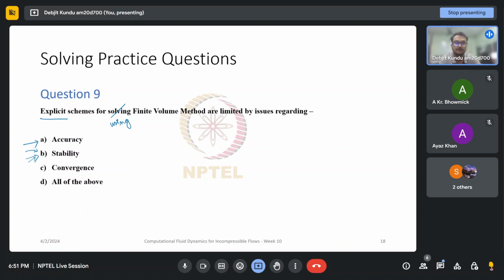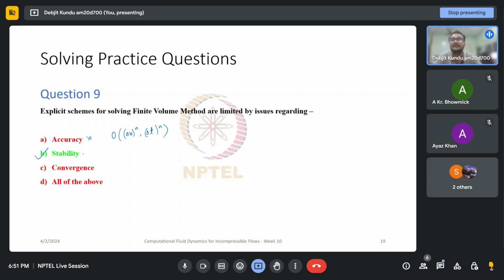Okay, so let's have a look at the solution. It is option B, stability. Now, the thing is, accuracy is not a problem because that is ultimately dependent on the spatial difference and the temporal difference, whichever you use, and the order in which you discretize them as well. It could be first order, second order, third order, and so on.